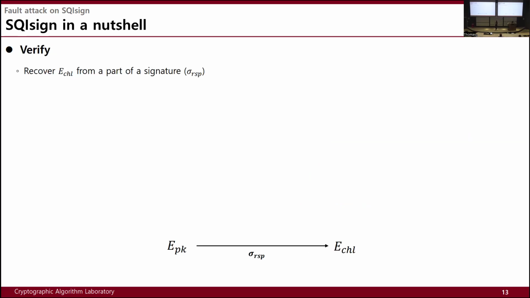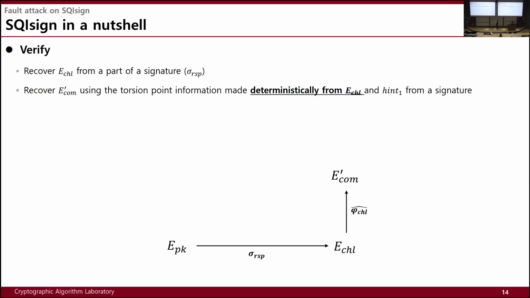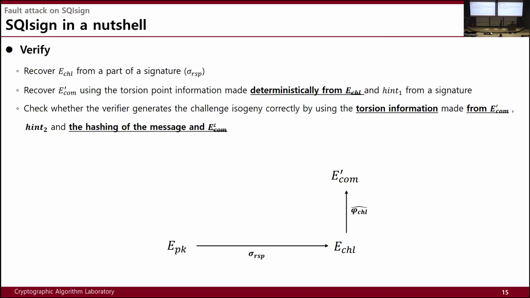So in the verification process, the verifier recovers the challenge curve E from the response isogeny sigma, and recovers the commitment curve E' using the torsion information made deterministically from the challenge curve E and the hint from the signature. And lastly, the verifier checks whether the challenge isogeny is generated correctly by using the torsion information made from the commitment curve E' and the second hint, and the hashing of the message and the commitment curve E'.